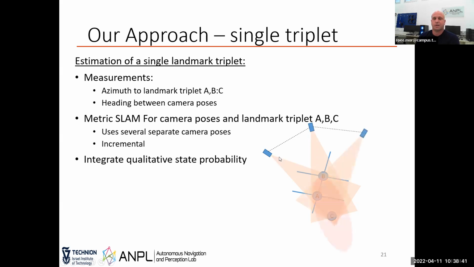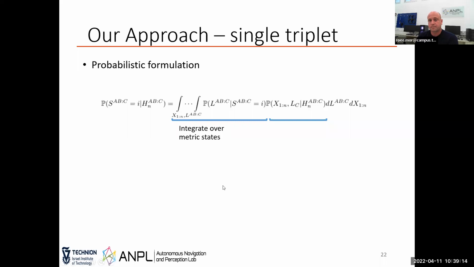So you have azimuth measurements to the landmarks, and then heading measurement between camera poses. And the way we do it, we just solve the small 3 landmark SLAM problem metrically. Okay, so we solve the metric problem and we get a probability distribution for landmark C in this AB frame, a metric distribution. And then we just integrate this distribution over the qualitative state, and we get a qualitative state probability. So this is a very simple way to solve this problem.